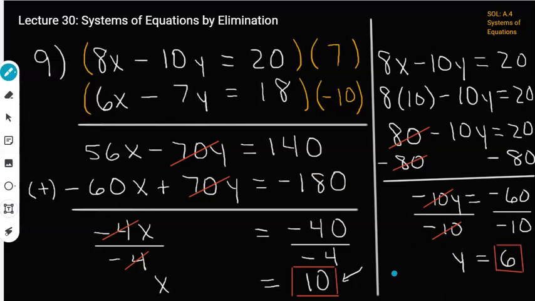So when I write my ordered pair, I'm going to put x first. That's going to be 10. And then I put y second. That's going to be 6. And you can graph these on Desmos to check.